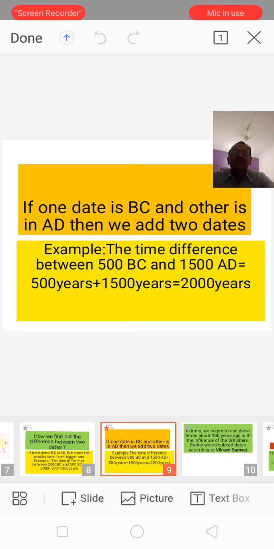If dates or years are given in the history book, either BC or AD, then we use this trick and we get the answer. Let us see the next slide.